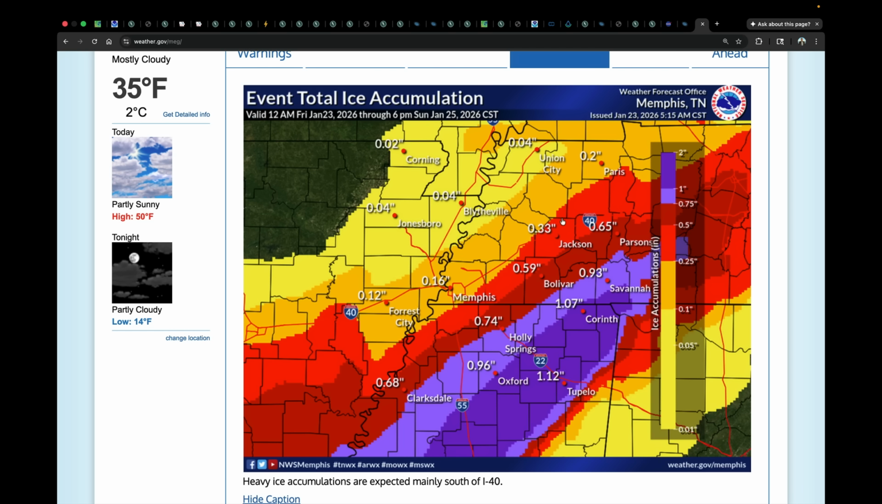Oh, my goodness. Look at their event total ice accumulation map. Well over an inch through here. That's just south of Memphis. Man, this is a tough system.